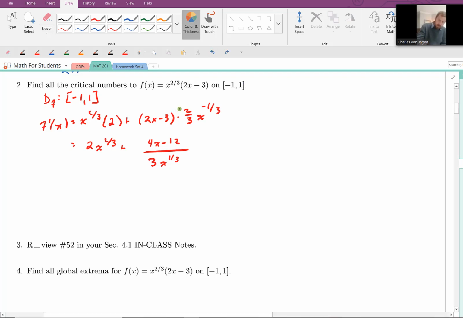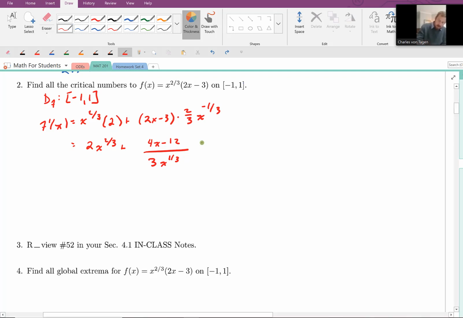I distributed that over to this parentheses, and I went ahead and brought this negative 1/3 down below the line and changed the sign to a positive 1/3. Okay, so now we're in the process of combining this as a single fraction.